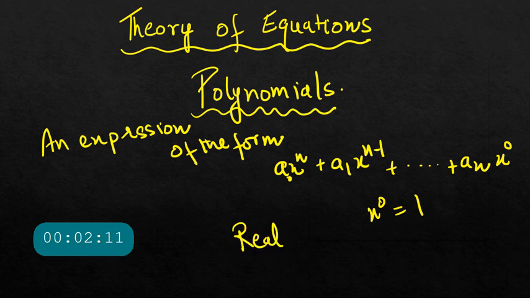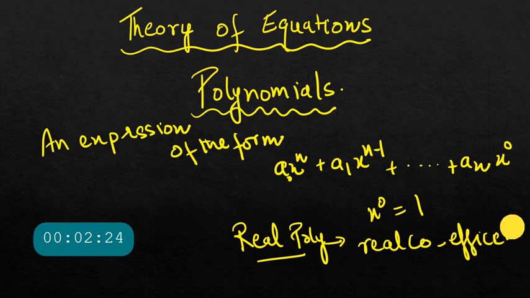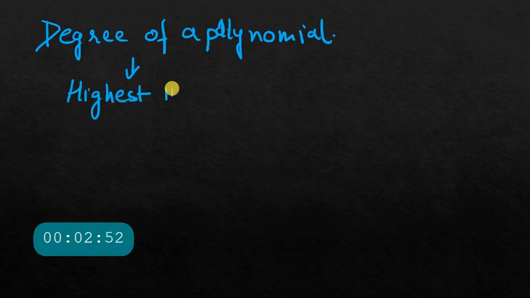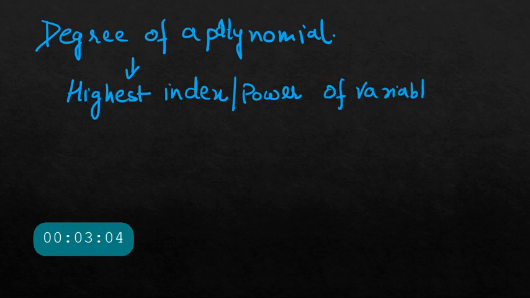What is a real polynomial? A polynomial with real coefficients is a real polynomial, right? Real coefficients. Degree of a polynomial. So what is the degree of the polynomial? The highest index, now this word I used, index, you can also use power, of a variable x occurring in a polynomial. Okay?